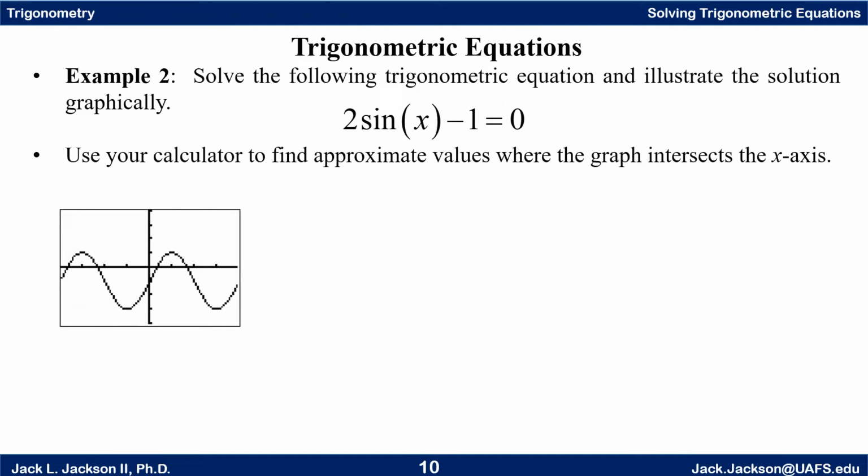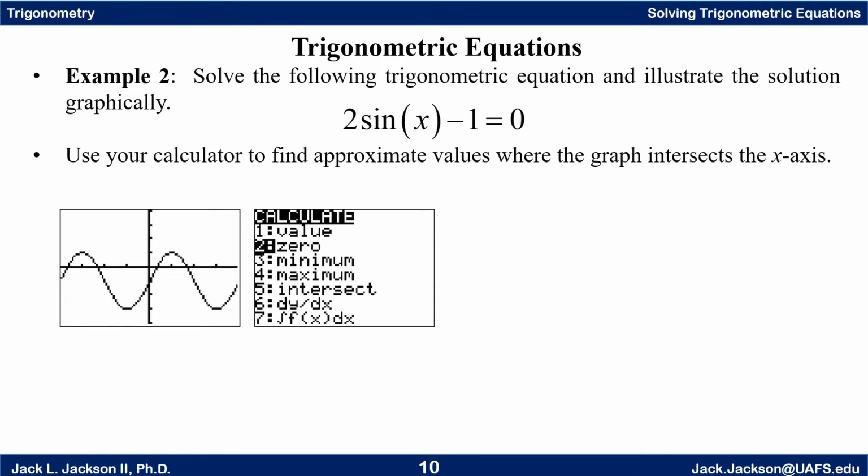Now, how about using your calculator to approximate the values where it intersects the x-axis? Let's just do a couple of them. Let's do these first two positive ones right here. See if we can approximate what that is and what that is. Remember how to do this? Use calc 0. I think it's second trace is calc. Use number 2, zero.